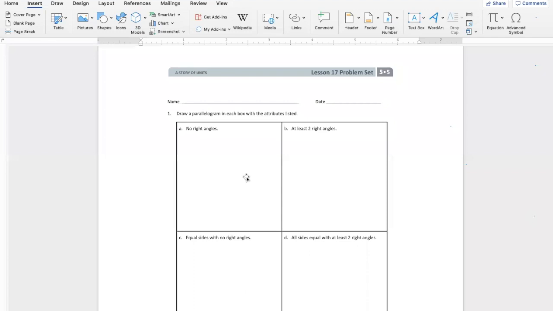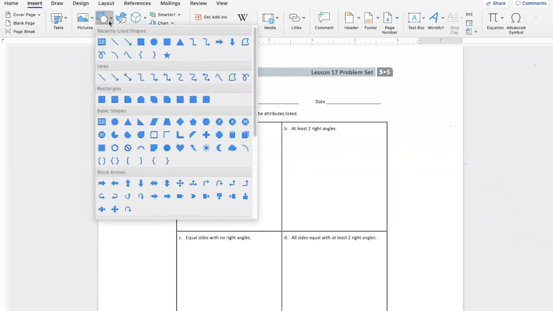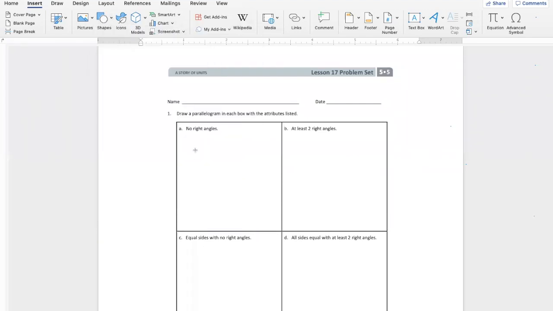So number one is not required, but I'm going to go ahead and draw it for you because I want you to be able to see what I am talking about here. So a parallelogram with no right angles.